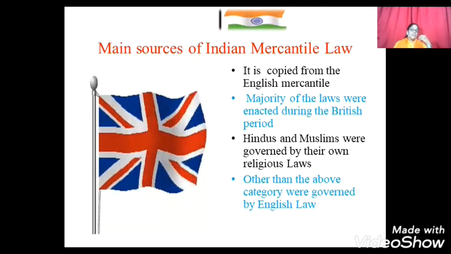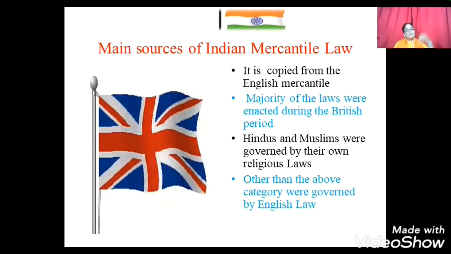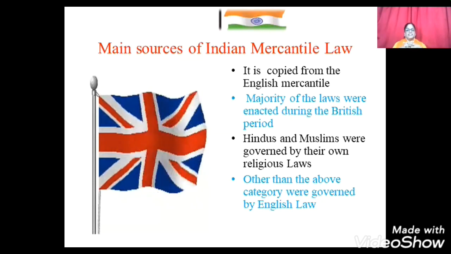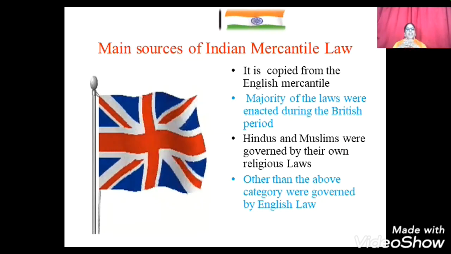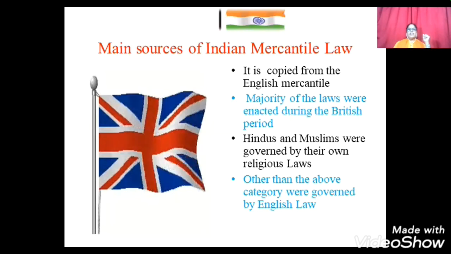Now, in our class, you can even observe that I'm speaking in English, and this English language has its roots from England. It is not our country's language, it is not the language of India, it is not a national language, but still I'm making use of this language because the majority of Indians understand the English language. Right. So, main sources of Indian mercantile law.